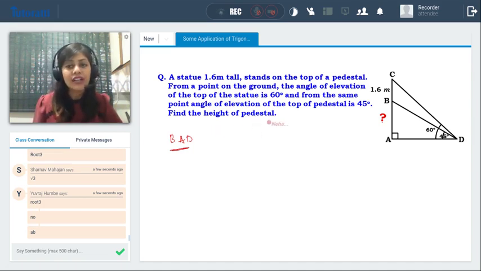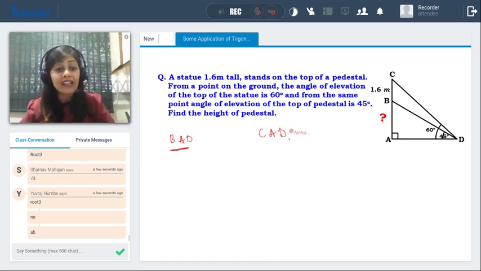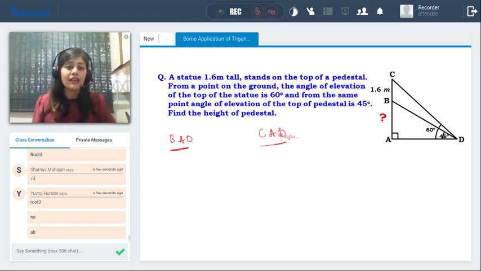But which is the other triangle? The other triangle is CAD, right? The other right angle triangle is CAD. Do you know any sides of CAD as well? No, we know nothing about CAD. We don't know any sides of CAD. All we know is AC is AB plus 1.6. So we don't know any sides of CAD as well.